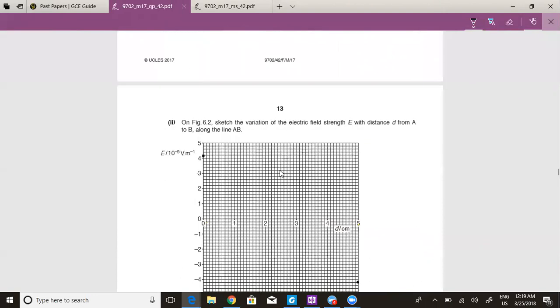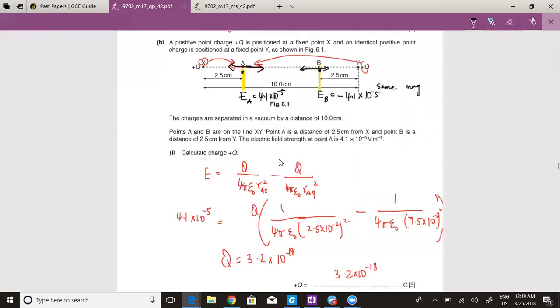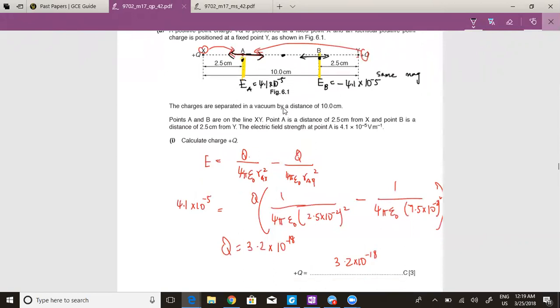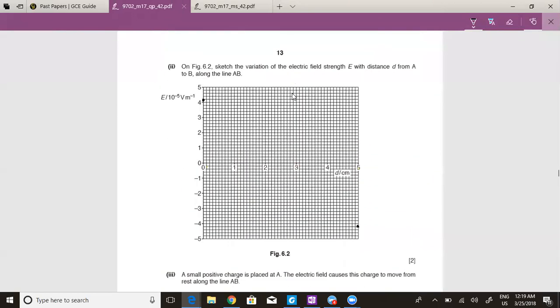And in the middle, it has to be 0 because in the middle, everything cancels out. Iske charge and iska charge cancels out. So in the middle, at 2.5, it is 0. Everything should cancel out. So it should look something like this.